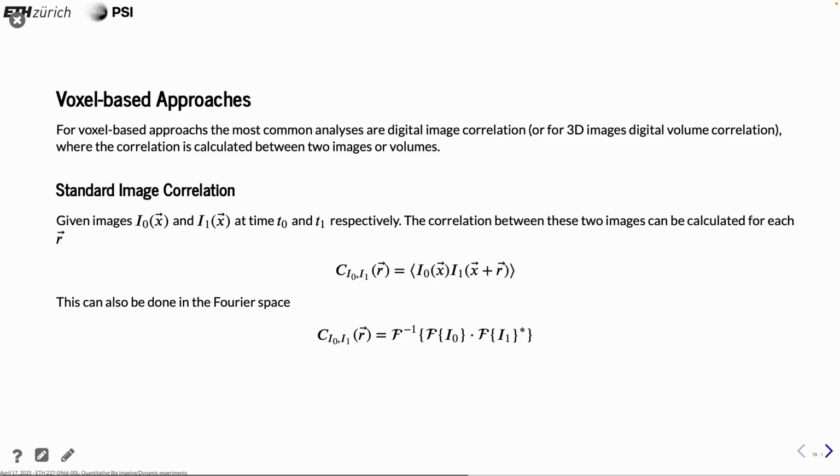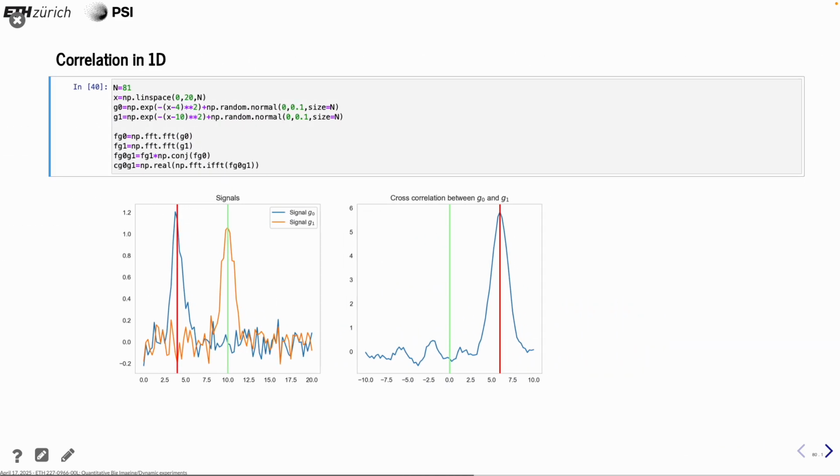Another way of doing the tracking, if you work with the voxels, is to look at correlation between different images. One way is to compute the correlation in space, or you can also do it in the Fourier space. Then it's just the Fourier transform of the first image times the complex conjugate of the Fourier transform of the second, and inverse transform, and that gives you the position.